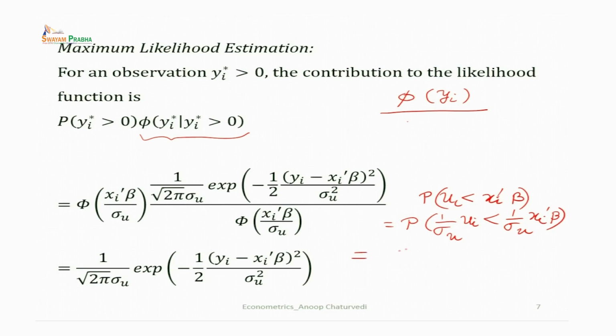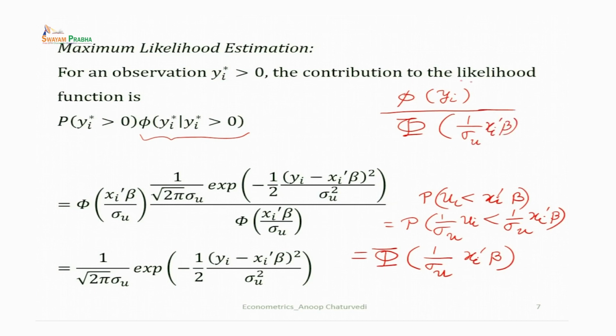And then this is equal to the probability of u_i/sigma_u, where u_i/sigma_u is standard normal. So, you get capital Phi, we denote the CDF of the standard normal distribution, of (1/sigma_u) x_i transpose beta. We divide it by capital Phi of (1/sigma_u) x_i transpose beta. So, this gives you the conditional probability density function of y_i star, given y_i star greater than 0.